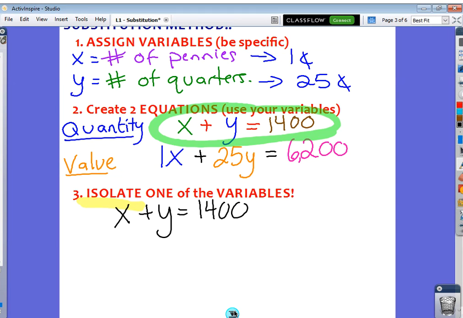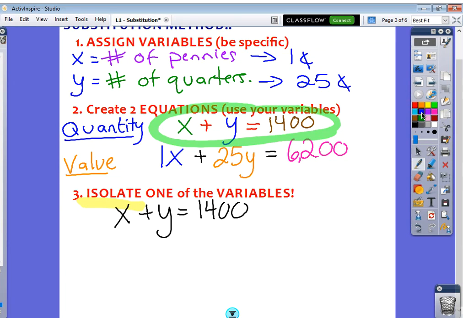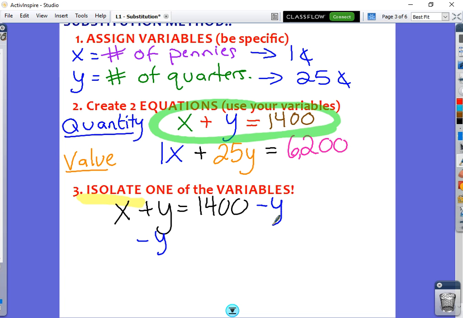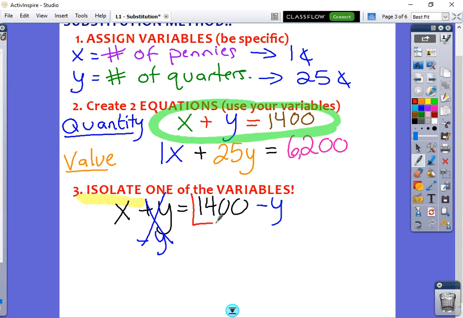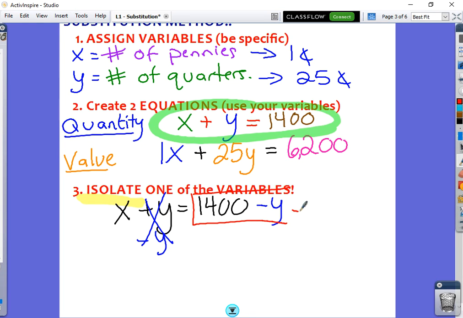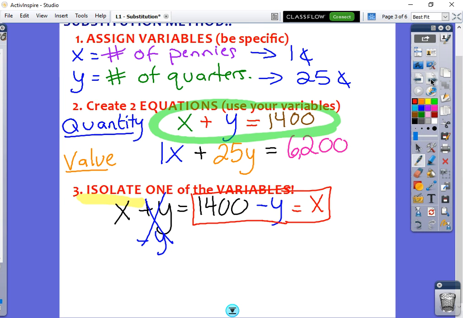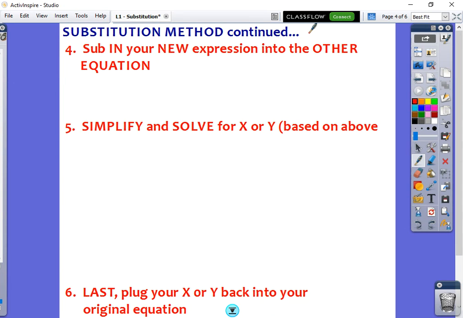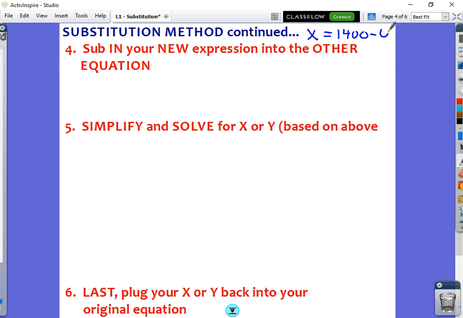And if I want to get that x by itself, all I have to do is subtract the y to the other side. That gets x by itself. So now what we know is that x equals 1,400 minus y. That's so, so important. So on the next line, I want you to write that down up here to the top right hand corner. So x is actually equal to 1,400 minus y.